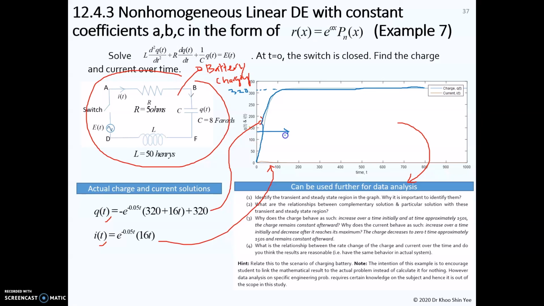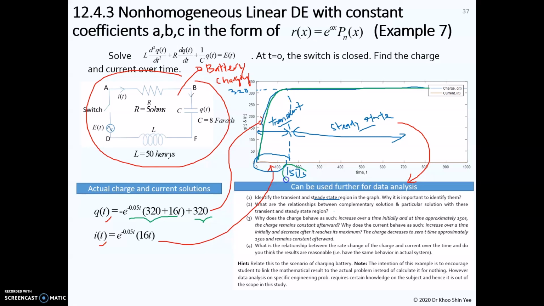So this is the maximum level, which is around 320. And you see this is our transient region where the charge is still increasing. And the charge remains constant afterwards. Therefore, this is called the steady-state region. By identifying these two regions, we know the battery takes around 150 seconds to fully charge. Now you should know the transient region here is mainly contributed by the complementary solution, while the steady-state region here is mainly contributed by the particular solution.